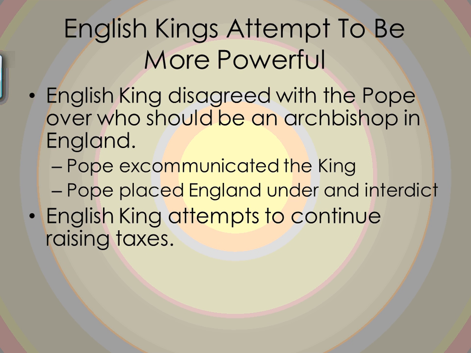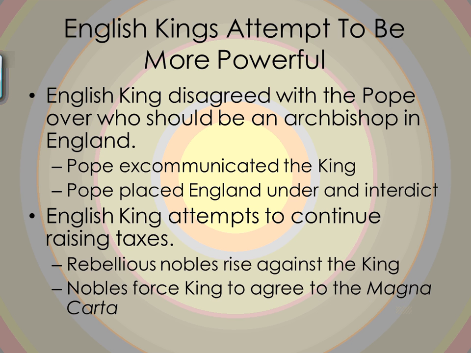English kings attempted to continue raising taxes. And of course, this made the nobles very unhappy. And in this case, the English king lost this disagreement with the nobles over raising taxes, and two things happened. The nobles rose up against the king, and then the nobles forced the king to sign and agree to a document called the Magna Carta, which means the Great Letter Contract.